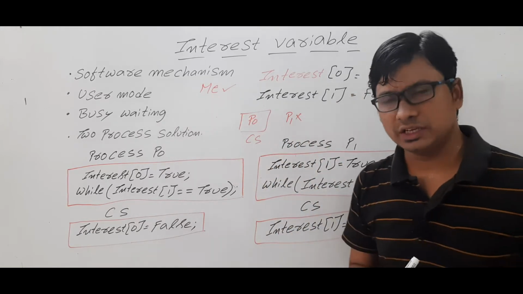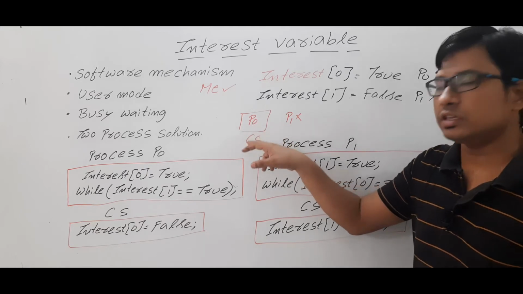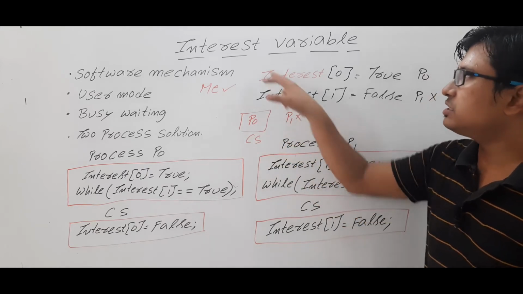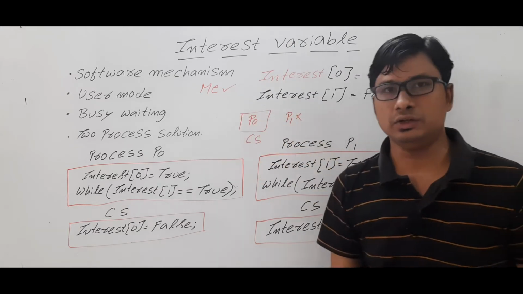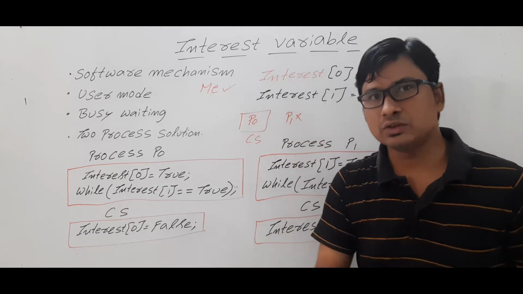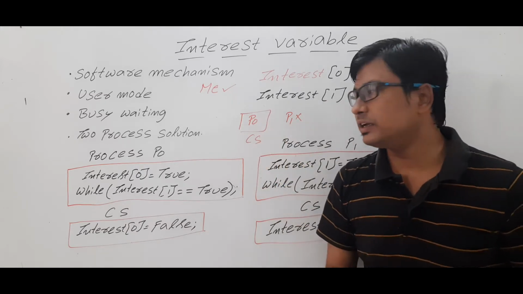We'll discuss all the scenarios. In one scenario, when process P0 is there in the critical section, this interest variable concept is not allowing the other process to enter into the critical section. What is mutual exclusion? At max, only one process can be there in the critical section.